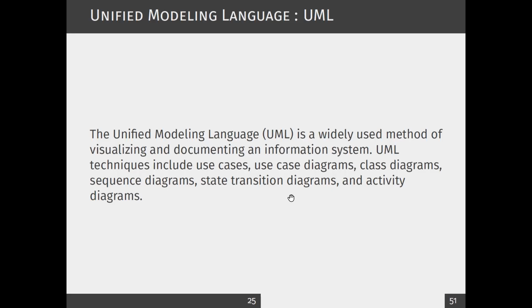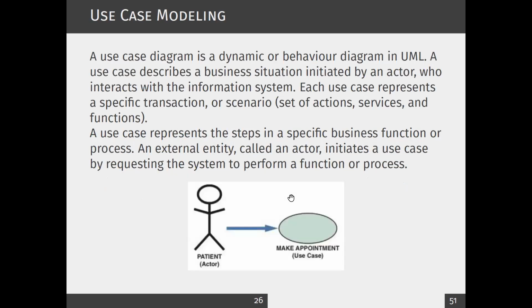Usually, to represent an information system, the commonly used language is called Unified Modeling Language, or in short, UML. It can be used to represent use case diagrams, class diagrams, sequence diagrams, state transition diagrams, and activity diagrams, which is what we are going to discuss in the remaining sessions.